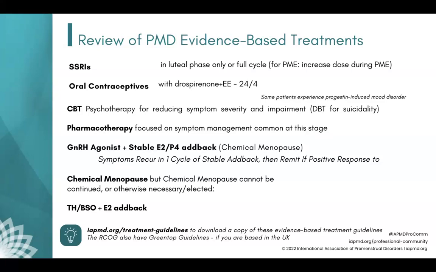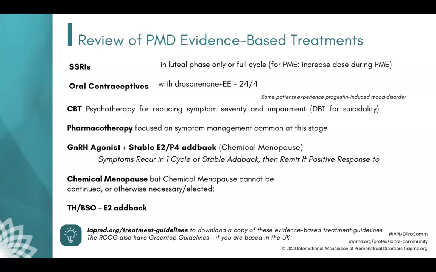We know that CBT, psychotherapy for reducing symptom severity and impairment, is effective, along with DBT for suicidality. Pharmacotherapy focused on symptom management is also common at this stage, right? There's some clinical trial evidence for quetiapine, alprazolam, things like that. Then GnRH agonist plus stable estrogen and progesterone add-back. So this is that chemical menopause plus hormone add-back. We know that symptoms recur 1 cycle after the stable add-back, but that they do remit if someone has a positive response.